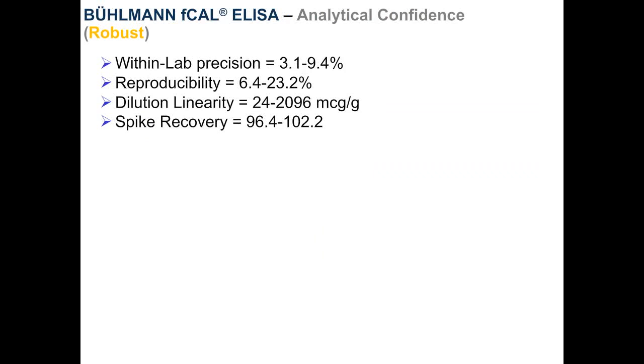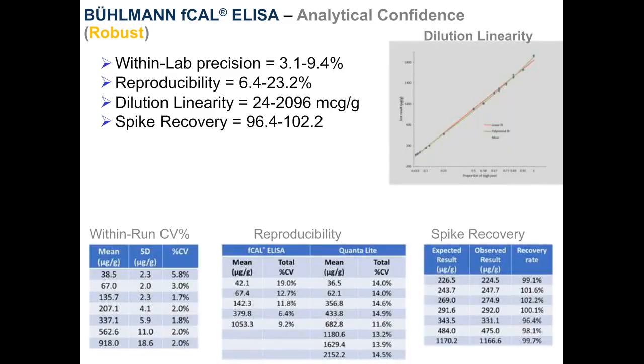So the within-lab precision of our kit ranges from 3 to 9%, reproducibility 6 to 23%, dilution linearity is fantastic, and the spike recovery is very, very good. If you look at the dilution linearity, look at this graph here on the right-hand side. When I'm having discussions with laboratory people, I say, do dilution linearity if you wonder what kit to use. When you do that in polyclonal or polyclonal-monoclonal kits, you will see very different results from what you see here from the Bühlmann kit.